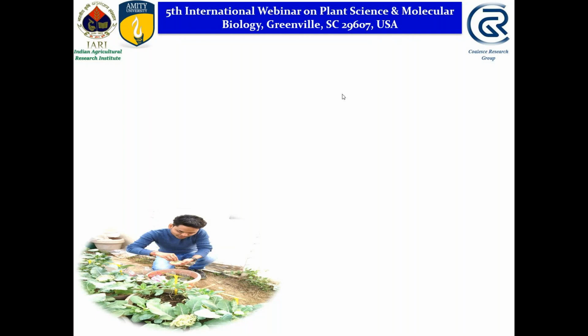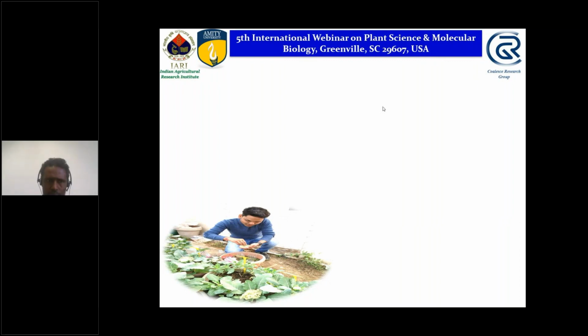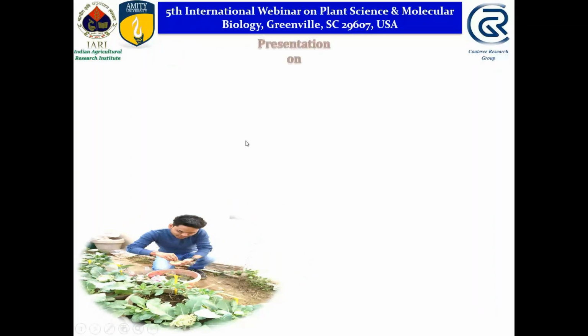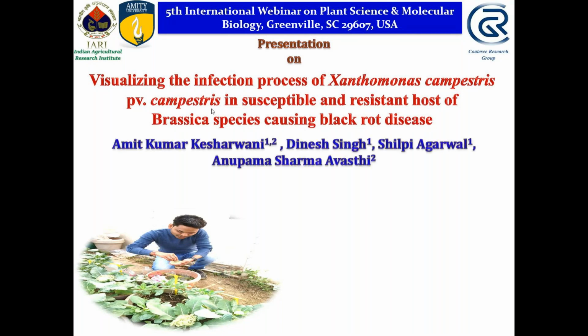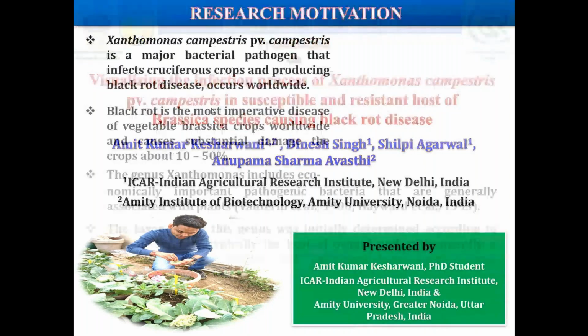Myself, Amit Kesarwani, doing PhD in biotechnology with the joint collaboration of Indian Agricultural Research Institute, USA, and Amity University, India. So today I am here to present my research work on visualizing the infection process of Xanthomonas campestris pv. campestris in susceptible and resistant hosts of Brassica species causing black rot disease. This is a part of my PhD research work.